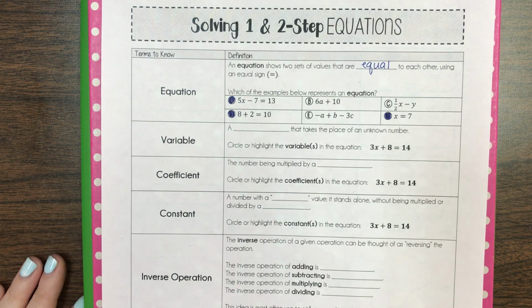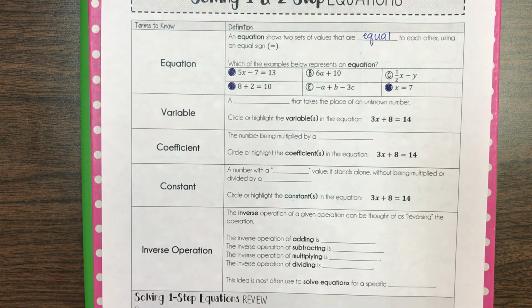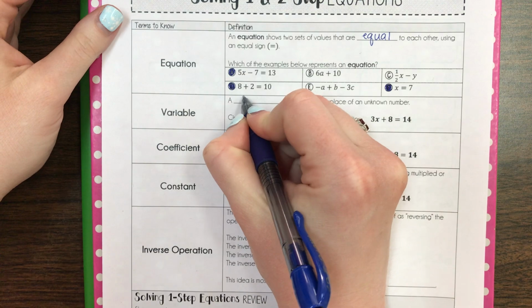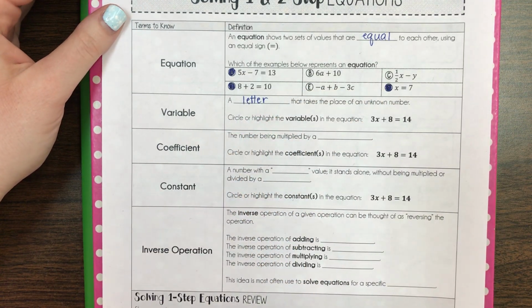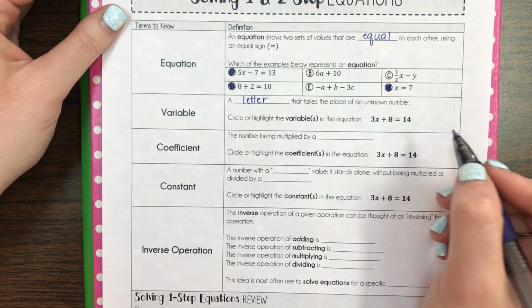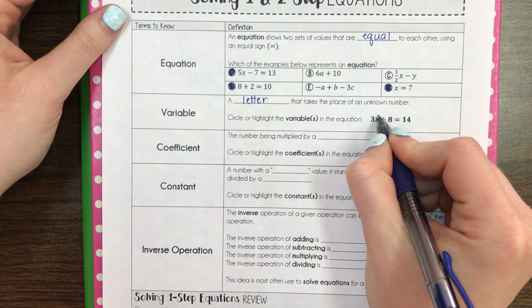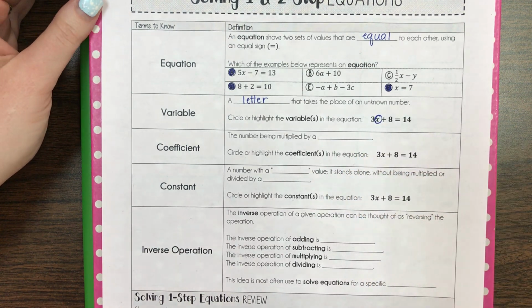Now the next few words aren't new words, we have talked about them before. So a variable is a letter. A variable is a letter that takes the place of an unknown number. So let's circle or highlight the variable in this equation. Everywhere we see the letter, which is x, and so that is our only variable in this one.